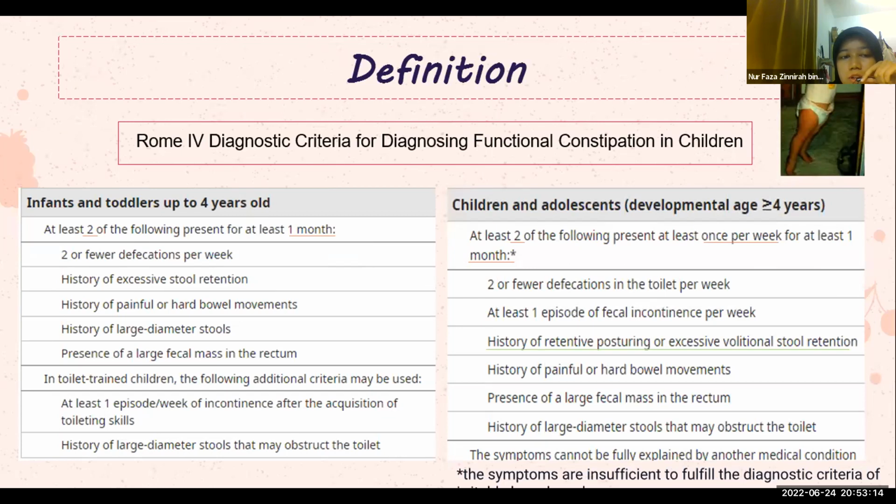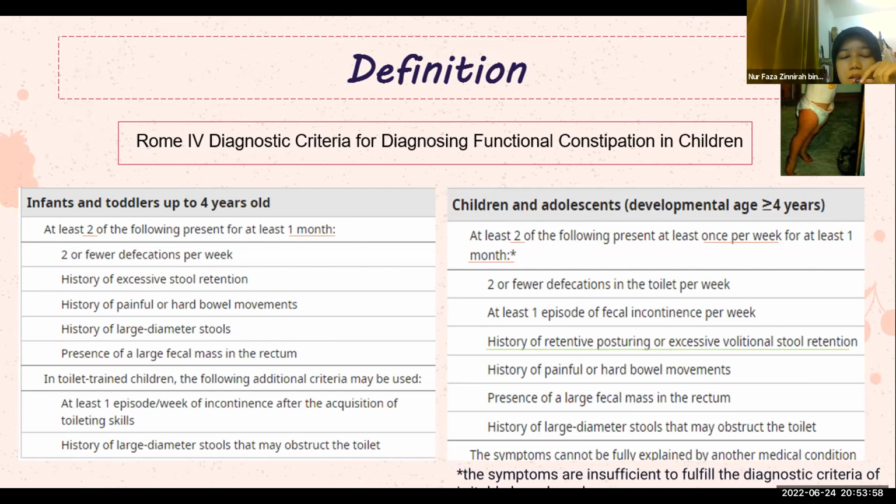Okay, so the Rome IV criteria is the most accepted criteria to diagnose childhood constipation. Let's go on to infants and toddlers up to 4 years old. They need to have at least 2 of the following presentations for at least 1 month: 2 or fewer defecations per week, a history of excessive stool retention, a history of painful or hard bowel movements, a history of large diameter stools, and presence of a large fecal mass in the rectum. In toilet trained children, there are additional criteria: at least 1 episode per week of incontinence, and a history of large diameter stools that may obstruct the toilet.